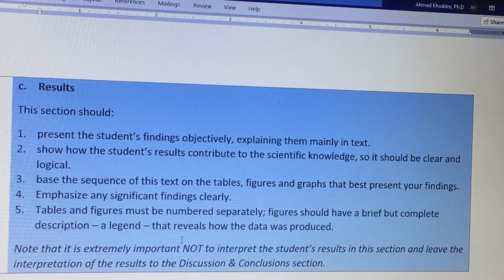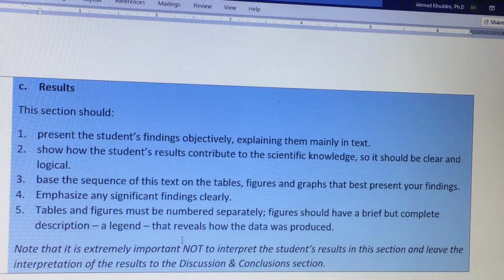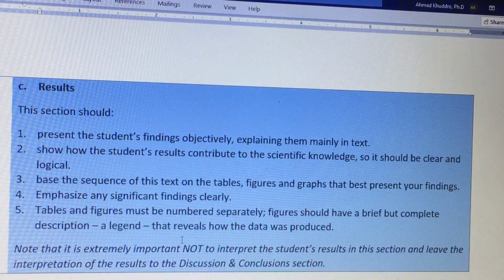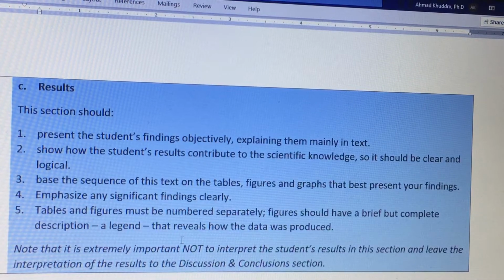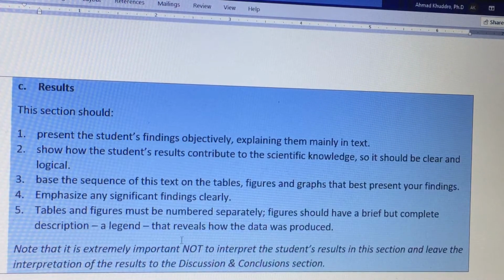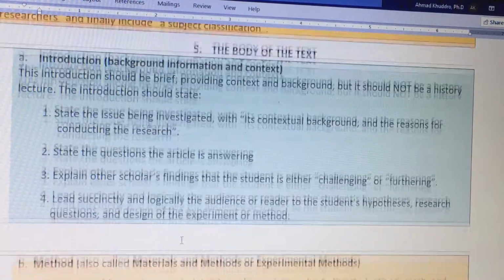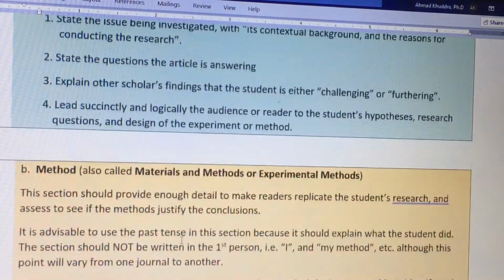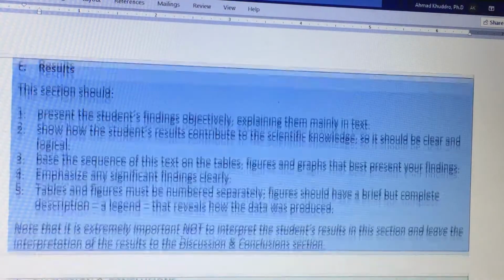Now, of course, if you are not doing any translation here, you need to talk about the results. And you need to be in this section, which is C, under the body of the text. Of course, we have started talking about various elements under the body of the text, if you remember, and I'm just going to go through them again, which is the introduction, just to remind you, and then the method, and now we are talking about the results.